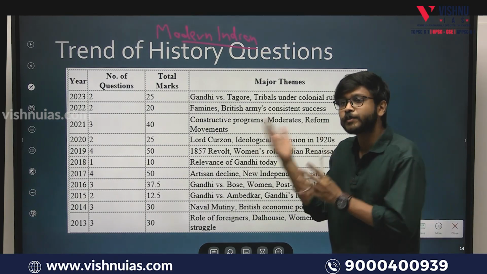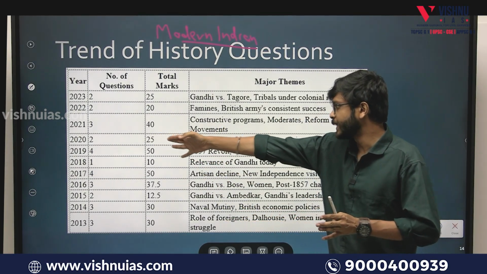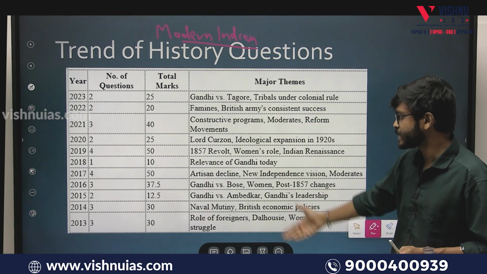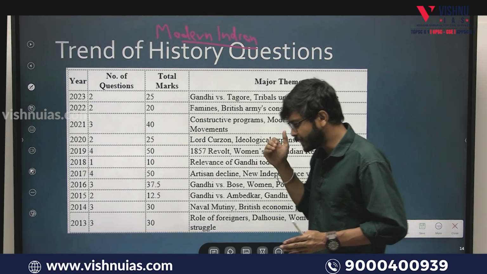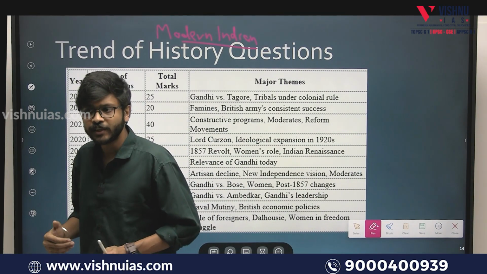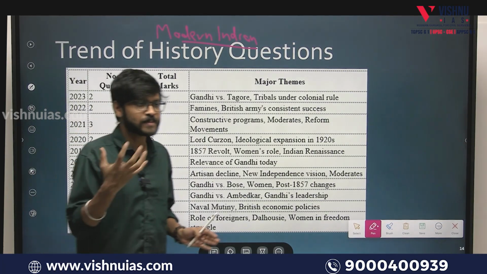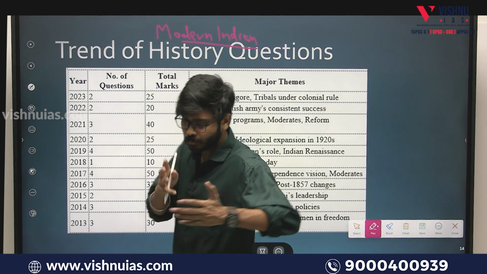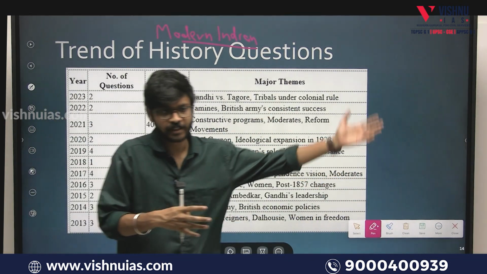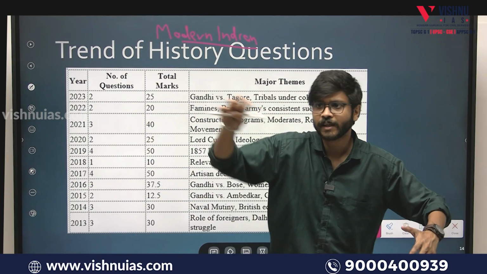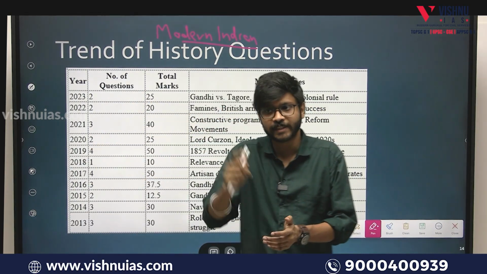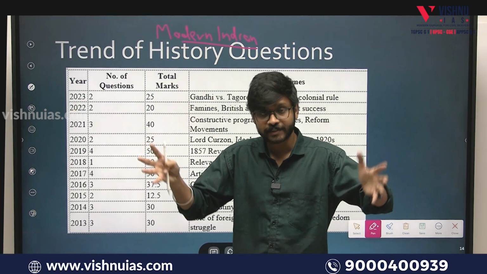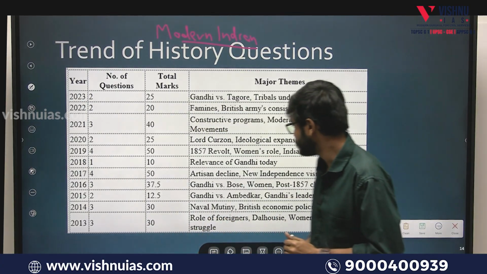Also contributions of people like Tilak. In 2020, a question on the Viceroy, Lord Curzon, was also asked. So questions will be like that. If you observe this trend, you can see that Gandhian politics is very important from the UPSC point of view. So focus on the period from 1915, when Gandhi came to India, till the very important phase of the Quit India movement. You have to be focused on Gandhian politics, not all the events, but still Gandhian politics.